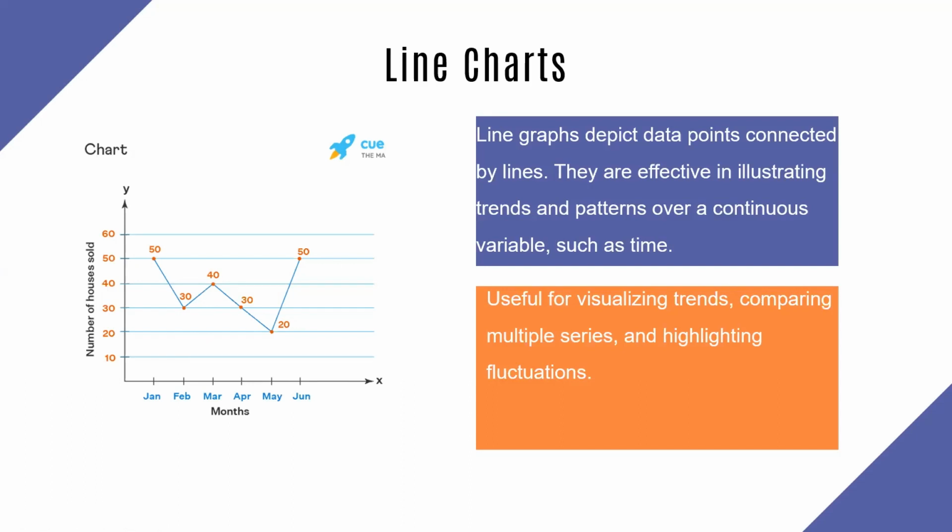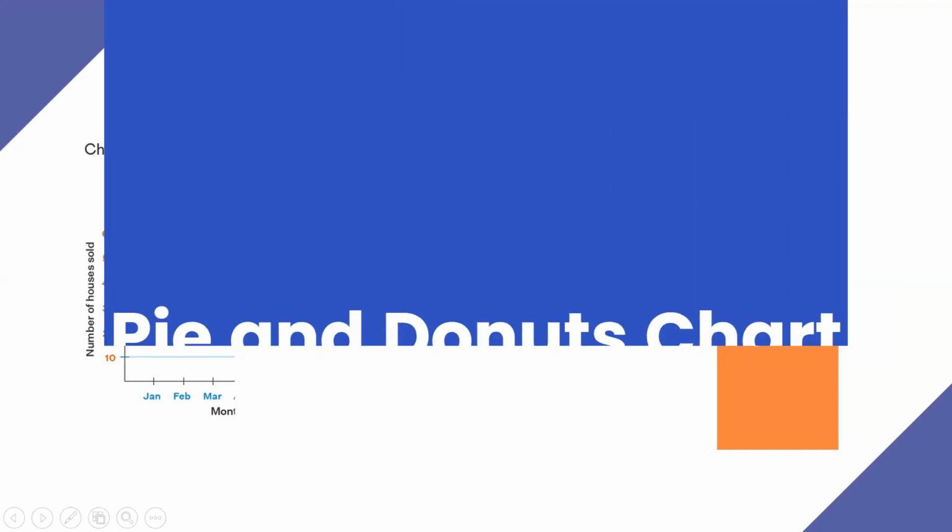In this case, we have a simple line chart representing month against number of households. We have the highest entry in January and in June, and our months are from January to June. The horizontal axis is the x-axis, where we have the months, and on the vertical or y-axis, we have the number of houses sold.